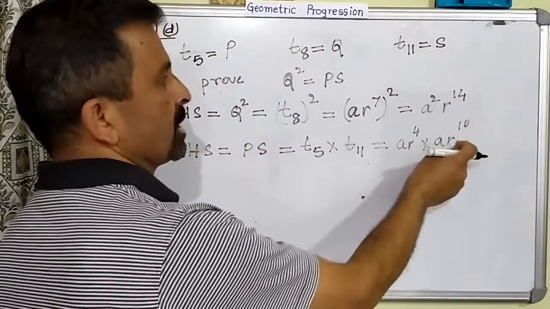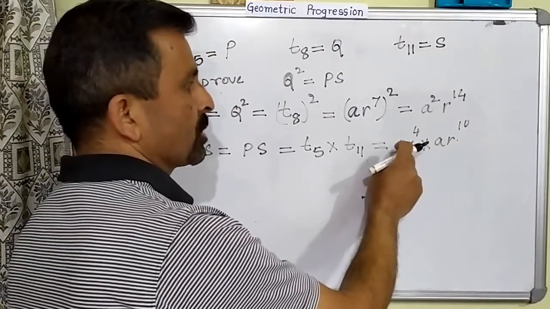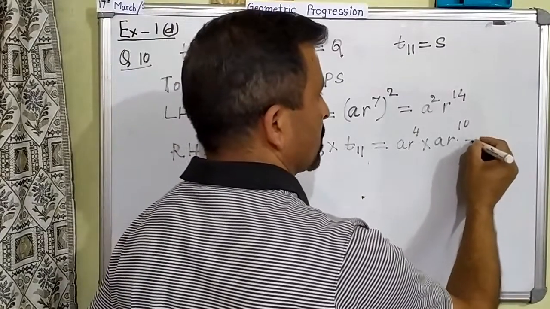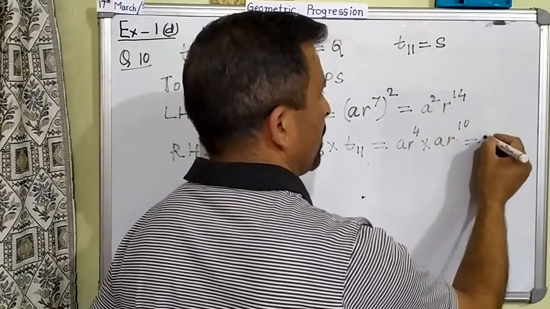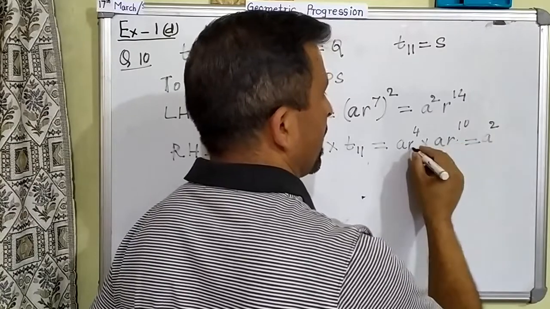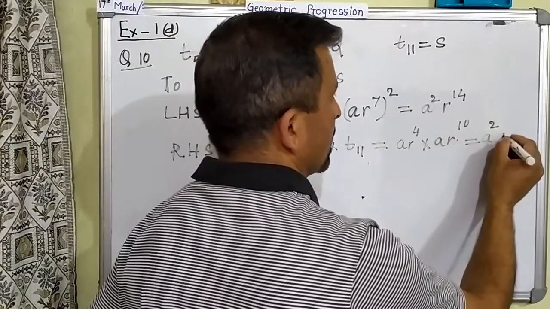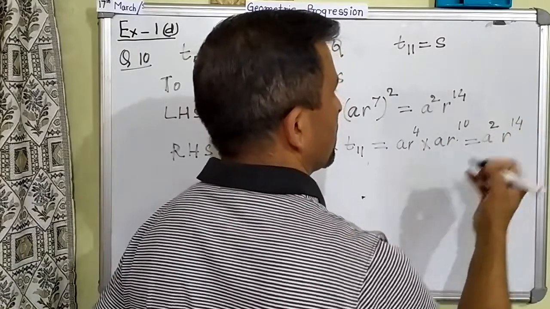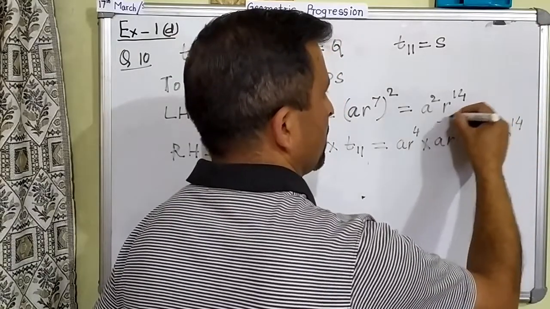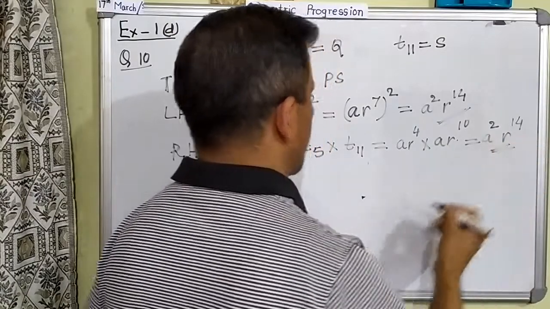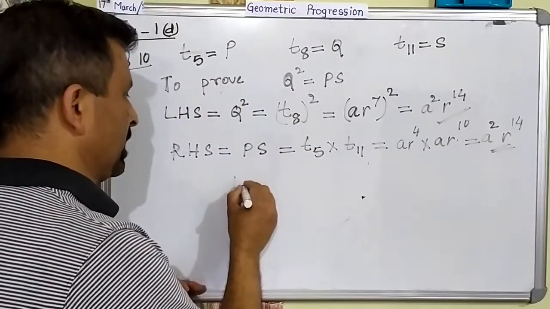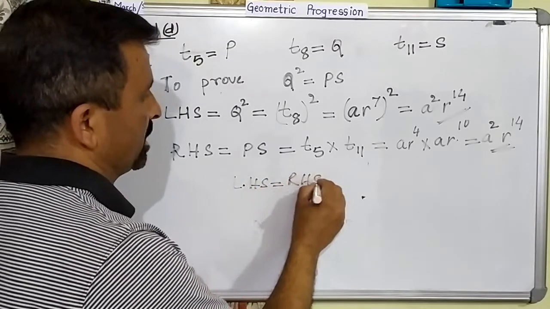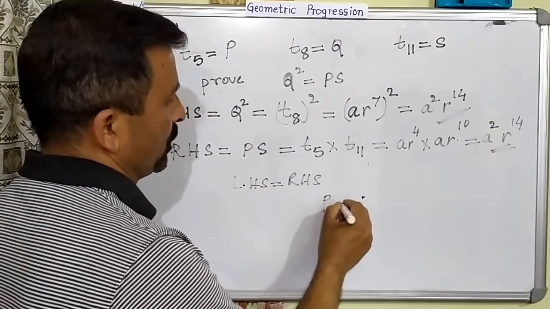Is it okay? Now these two numbers are in the product form. So when the bases are same, the power can be added. You have already learned this in class 9. So this will become A into A will become A to the power 2, and then R to the power 4 into R to the power 10. It becomes, because the bases are same, so their power also will be added, R to the power 14, and therefore you can see it is proved. This is same as this one, and therefore we can say LHS is equal to RHS, and hence we can say it is proved.